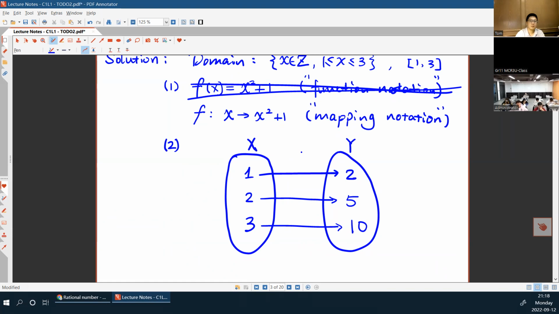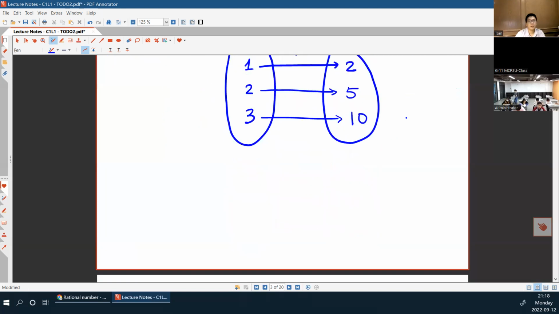And usually we also specify the name of this mapping, that is the name of this function, in the middle. Do you understand? Any questions? No? Okay. This is the second type of notation. So how about the third one?